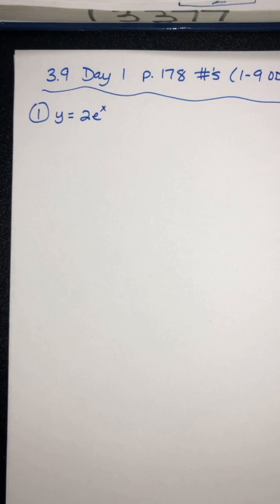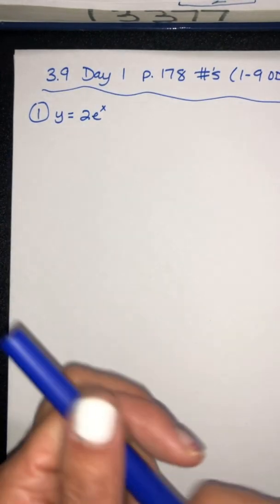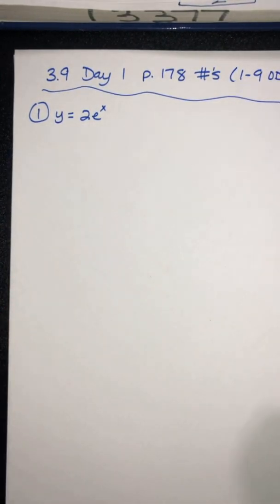But anyways, here we are, 3.9 day one, number one. So we need to, what does it say? Find dy dx. And it also says, remember that you can use a calculator to support your computation. So you can always use your graphing calculator, but that gets a little tricky sometimes. But you can. Also, the odds are always in the back of the book, so you can always check the answers in the back of the book.